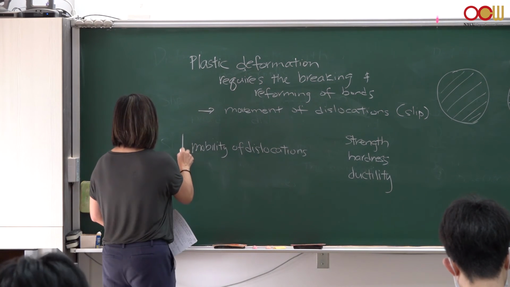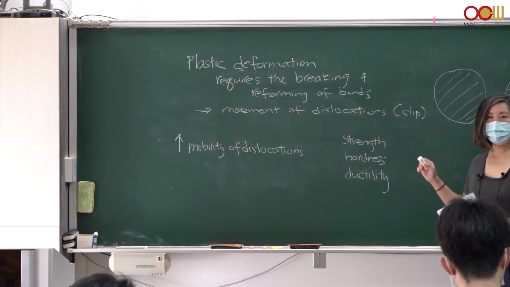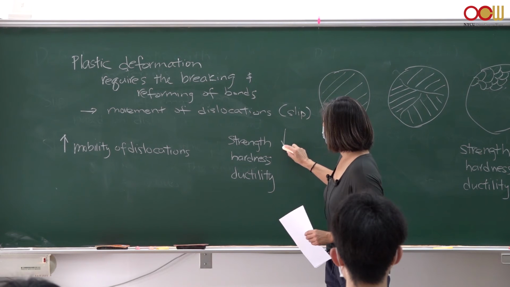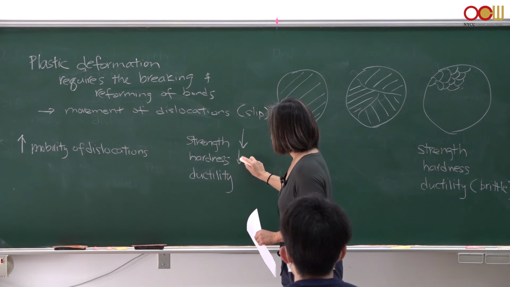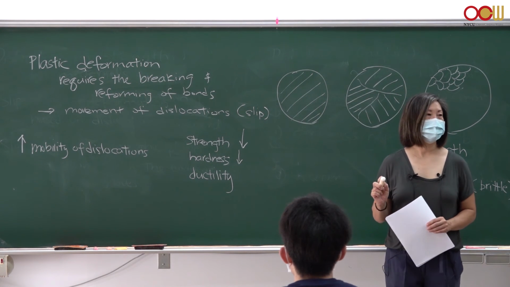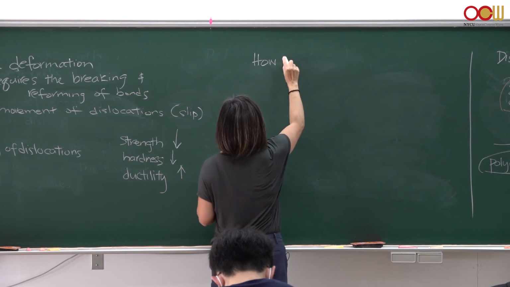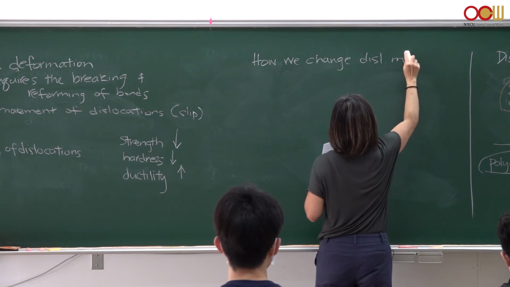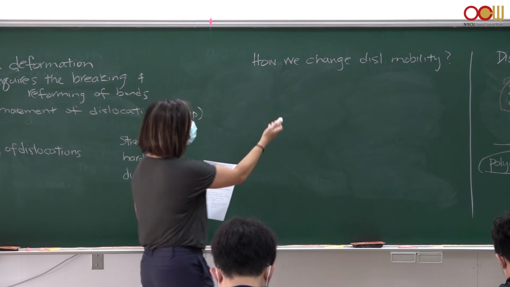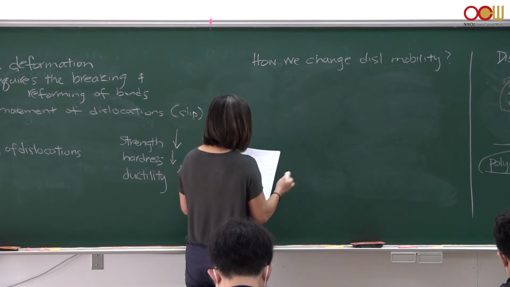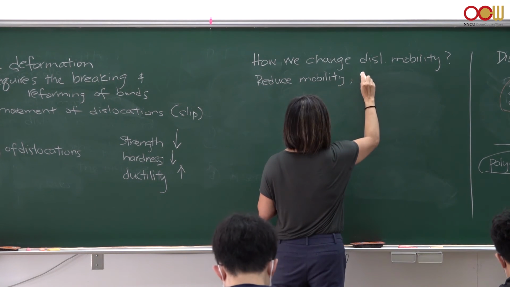So if I were to increase my dislocation mobility, would I expect my strength to go up or down? Would I expect my hardness to go up or down? Would I expect my ductility to go up or down? So how do we change dislocation mobility? If we want to control the strength, hardness, and ductility of a material, how do we control dislocation mobility? So let's say I want to reduce mobility because I want to make a stronger material.